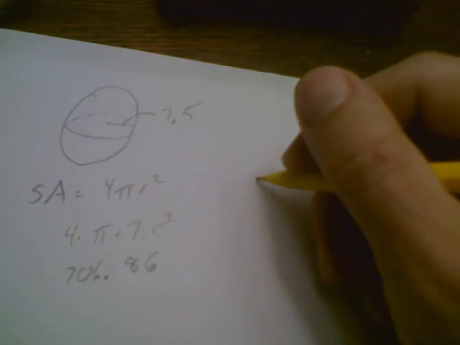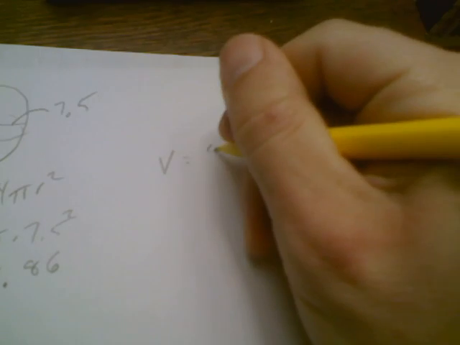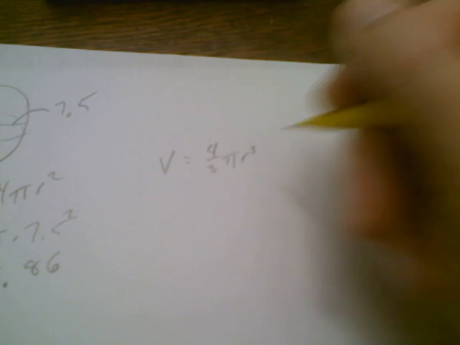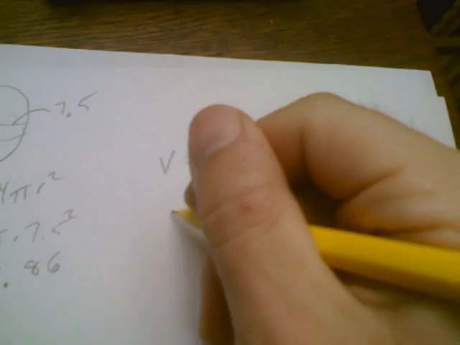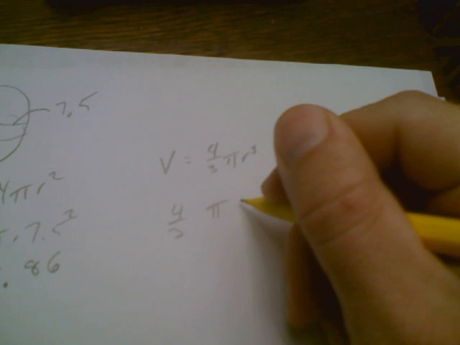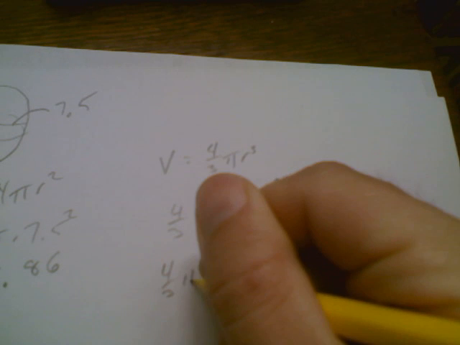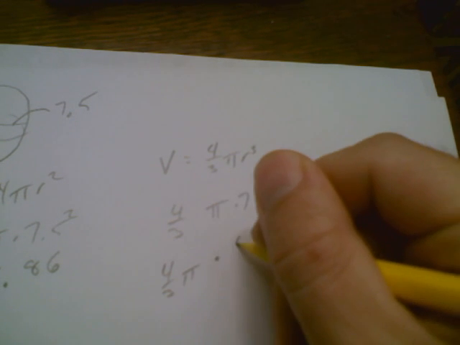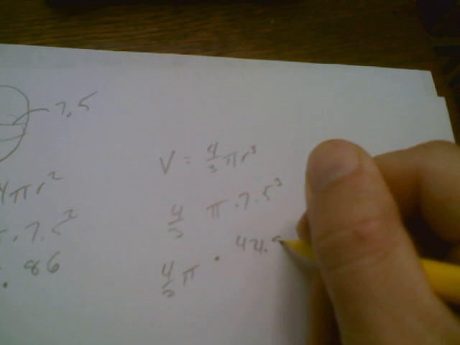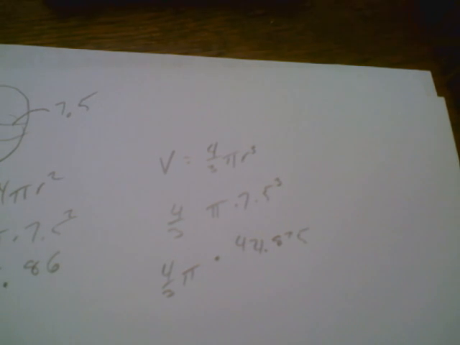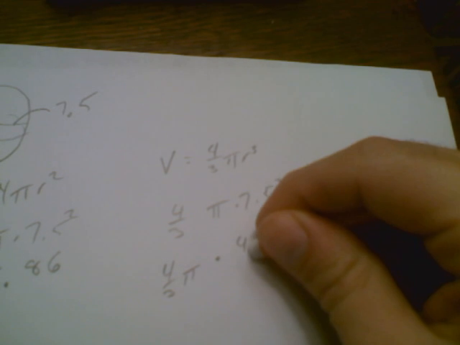Finding the volume of that same sphere, we do the same thing, but it's 4/3 pi r to the third. So 4/3 pi times 7.5 to the third. 7.5 to the third gives us 421.875.